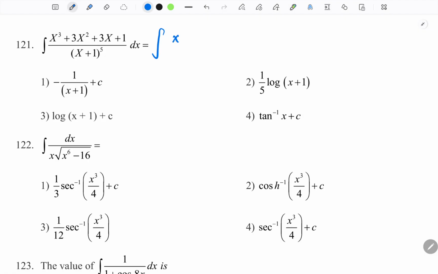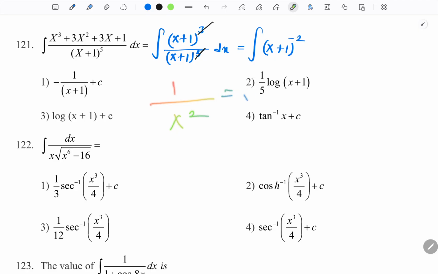Now the numerator will become (x plus 1) whole cube by (x plus 1) whole power 5 dx. Here observe, (x plus 1) cube and (x plus 1) to the power 3 will be cancelled. Still, (x plus 1) squared is there in the denominator. If I take it upside, (x plus 1) whole power minus 2. Here observe, 1 by x square we can write as x power minus 2, like that, minus 2 times dx. Now it is simple integration, right?